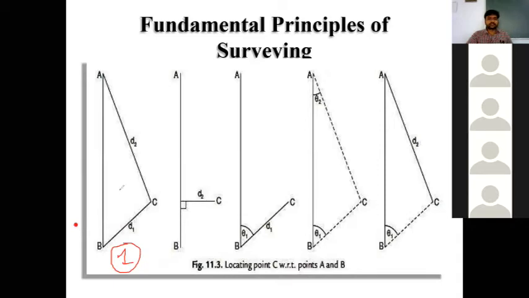A and B are the reference points. With these reference points, you need to establish a new point C. And they're also going to give the data, that is the D2 distance as well as the D1 distance. Then how are you going to do it? How are you going to establish this new point, knowing this D1 and D2?